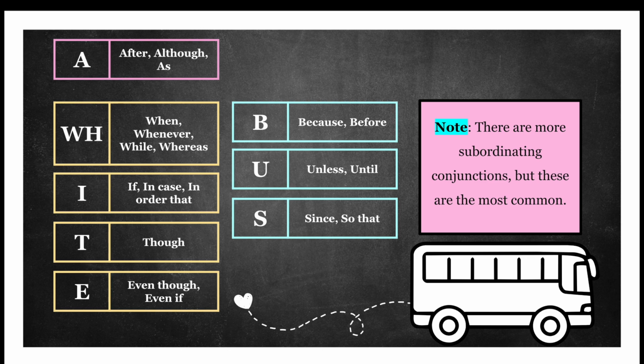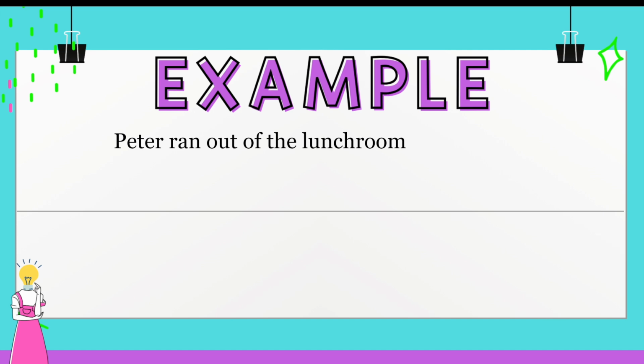As we mentioned earlier, a subordinating conjunction has a special superpower. It's able to take an independent clause and turn it into something that's dependent. So let's look at an example of this. We have this sentence, this independent clause. Peter ran out of the lunchroom. So we know it's an independent clause because it has our predicate, it has a subject, one complete thought. So this is an independent clause.